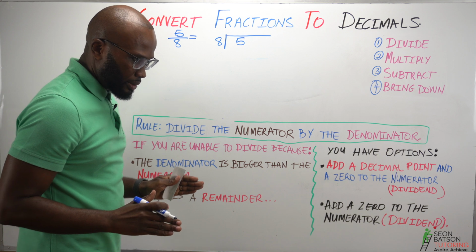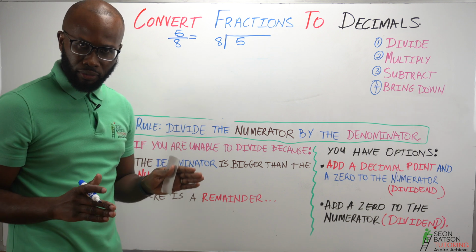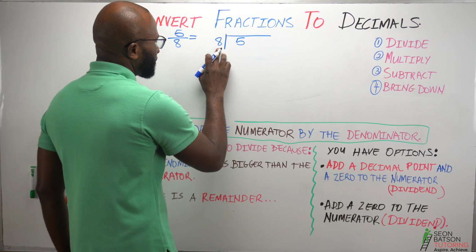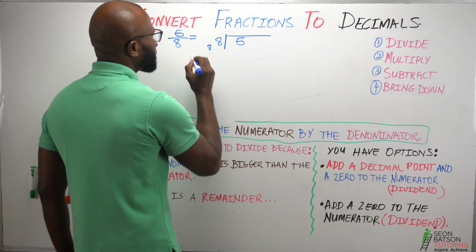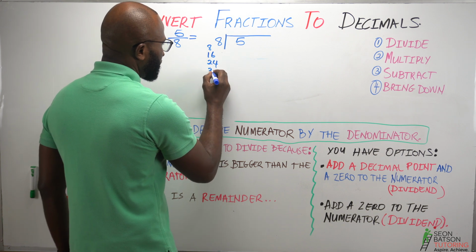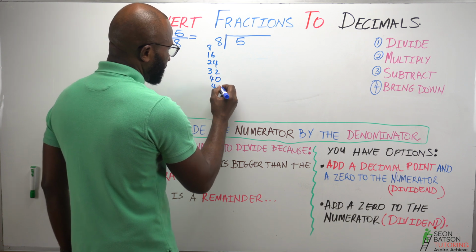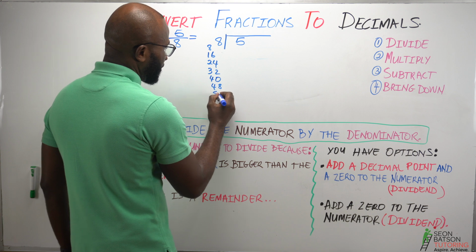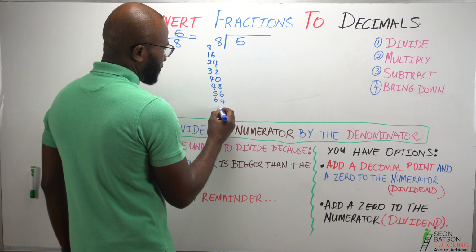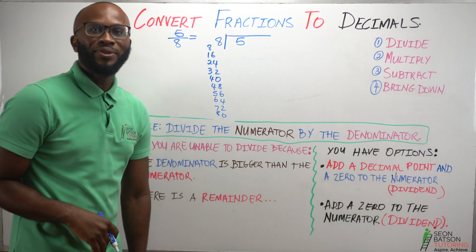Before you begin to divide, you can always list the multiples of the denominator to help you, just to be safe. So let's list some multiples here for the denominator. The multiples of 8 are 8, 16, 24, 32, 40, 48, 56, 64, 72, 80. We can stop there.